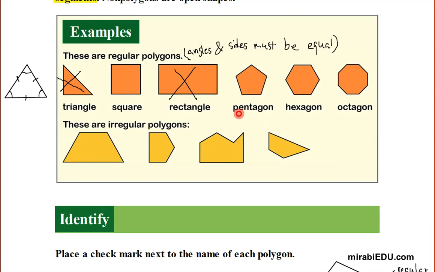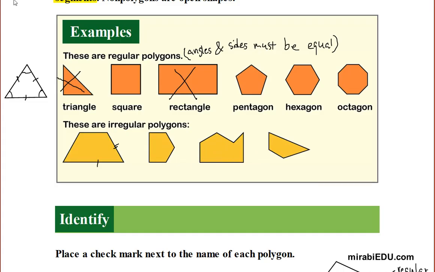Pentagon. Pent is a prefix. Pent means 5. Pentagon has 5 sides. Hexagon has 6 sides. Octagon. These are all regular polygons. These are irregular polygons. Okay, so here, for example, this side is not equal to this side. So it's not a regular polygon. It's called an irregular polygon. All of these are polygons, of course. They're categorized as polygons, but non-regular or irregular polygons.